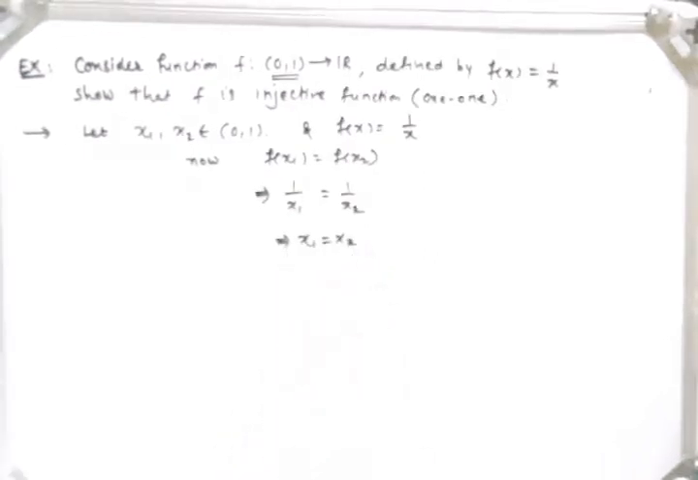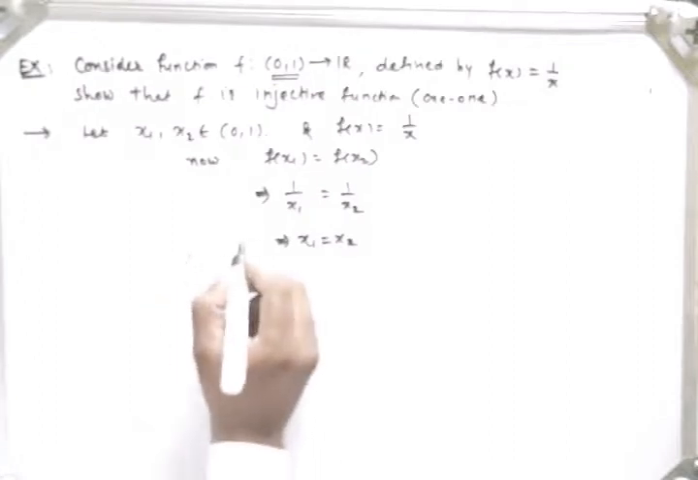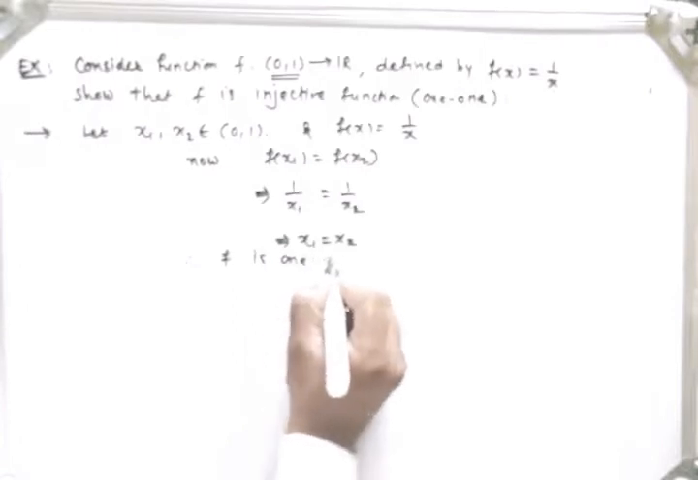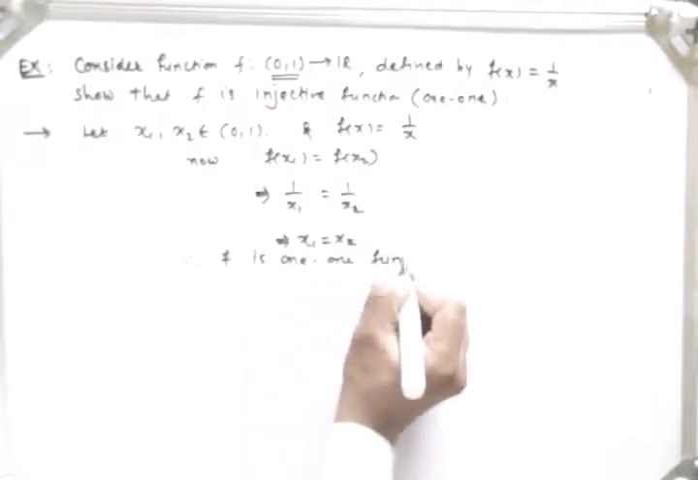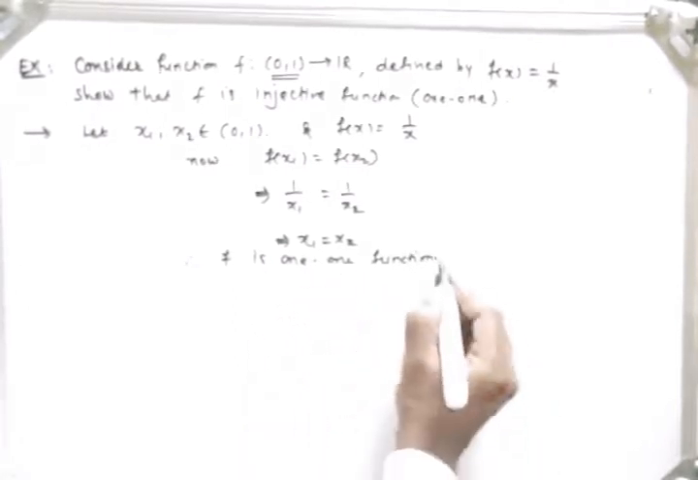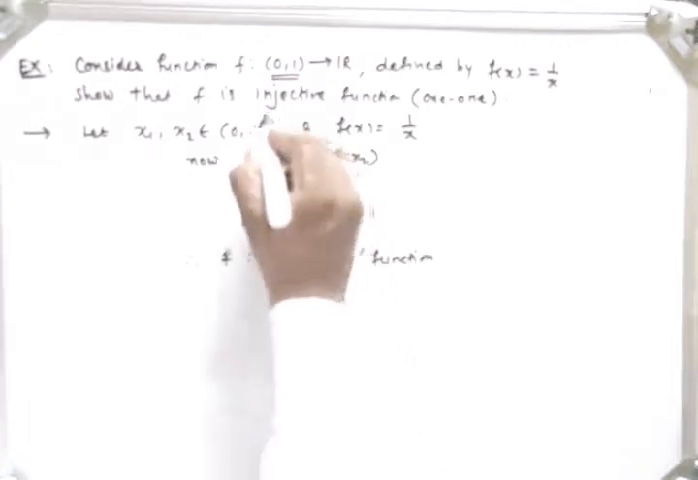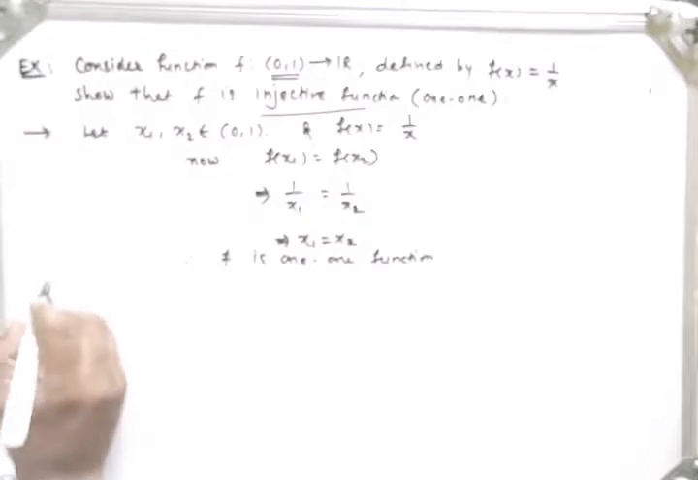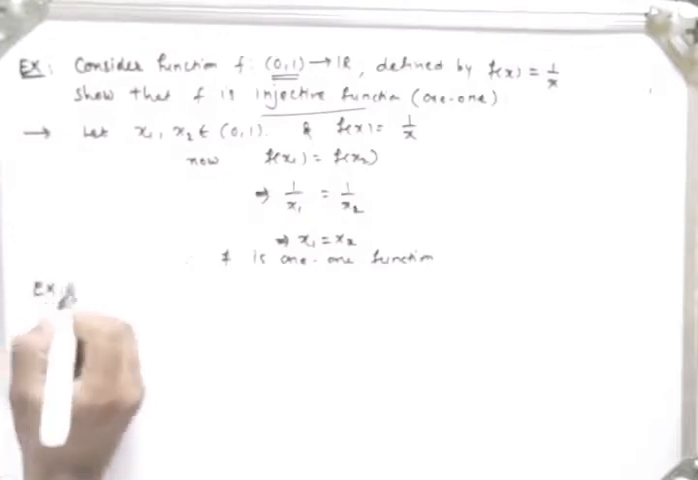So from this condition, what we get here: if f of x1 is equal to f of x2, then we get x1 is equal to x2. Therefore f is 1-1 function, or you can say it is an injective function. So this is injective function or 1-1 function. Now let's see another example.